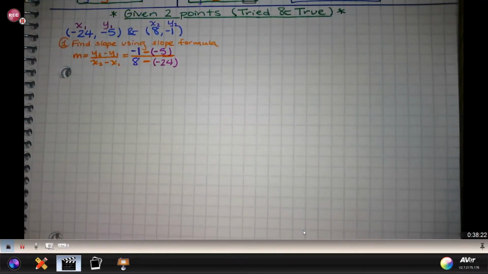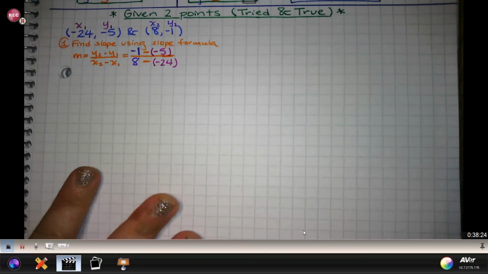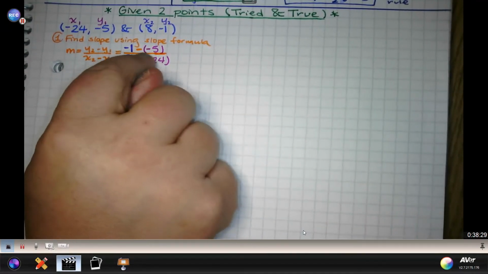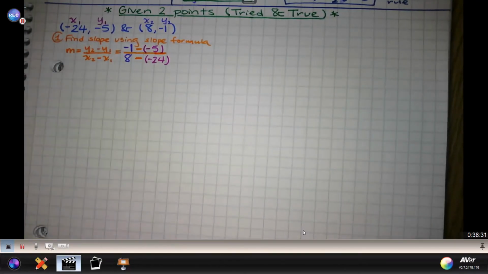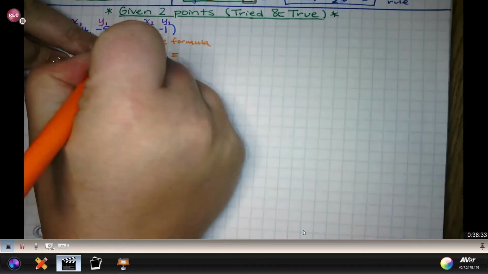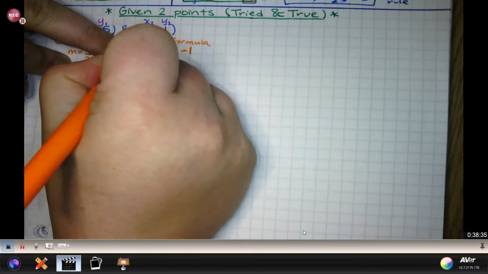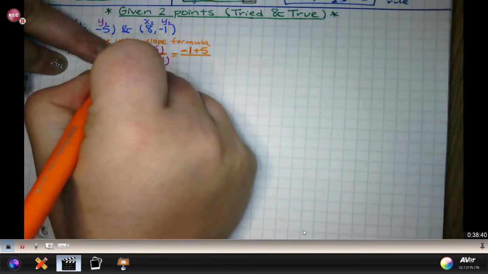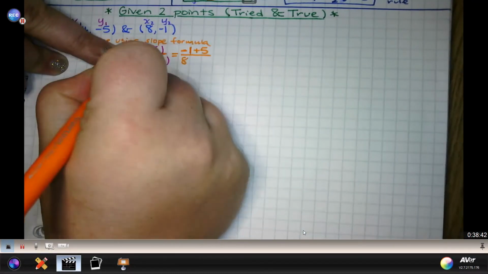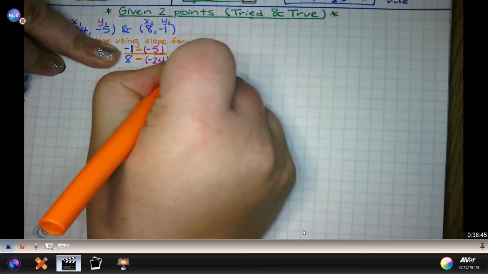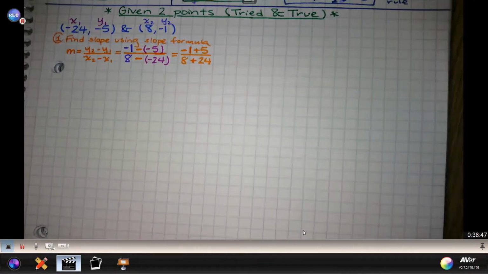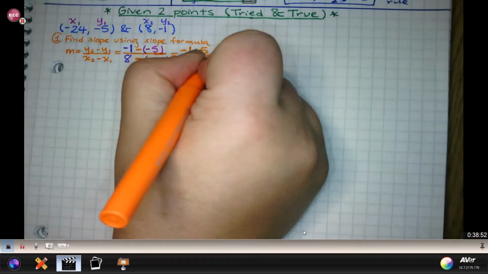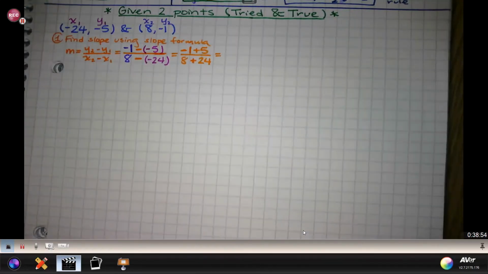Okay. Awesome. So I like to take the next step and rewrite this, changing the double negatives, because we don't want double negatives. So we have negative 1 and minus negative 5 becomes plus 5, over 8 minus negative 24, which actually becomes plus 24. Awesome. So then from here, we just do the math. And again, feel free to use your calculator.